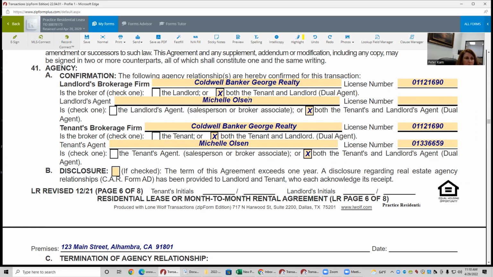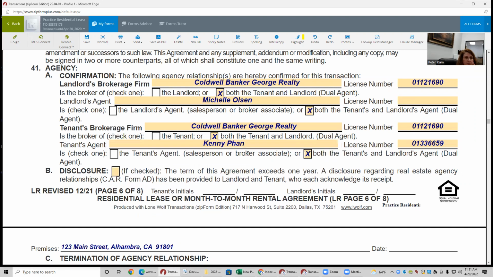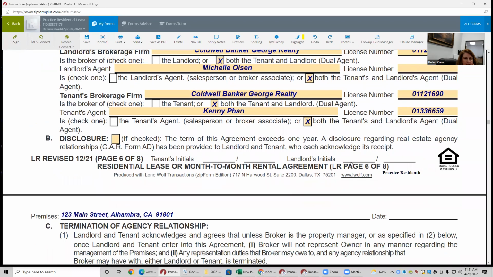And that you are checking the right box. Now, what if this was down here, Kenny Fan? What if this was this agent from Coldwell Banker George Realty? Remember, we are still dual. If it's Michelle Olson, Coldwell Banker, and a Coldwell Banker Kenny Fan, we're still dual agents. So just something to remember on that. Are there any other questions?